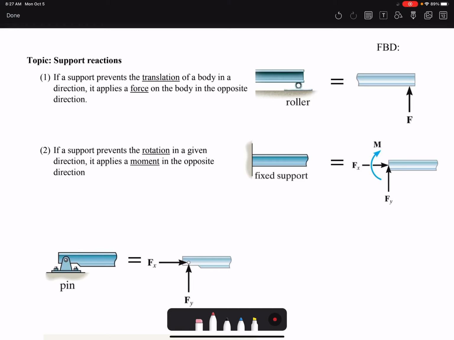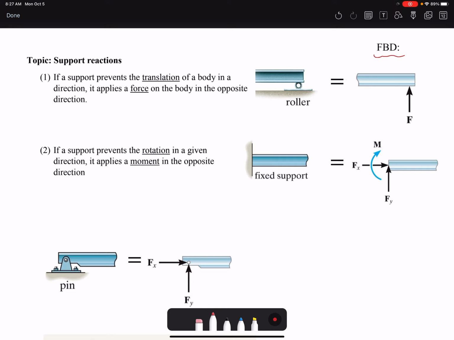Hello everyone, today we are going to talk about support reactions. To draw a free body diagram, the first step is to remove the beam from its surrounding and include all the loads that are being applied by the supports on our beam. So finding the support reactions is the first step in drawing a free body diagram.